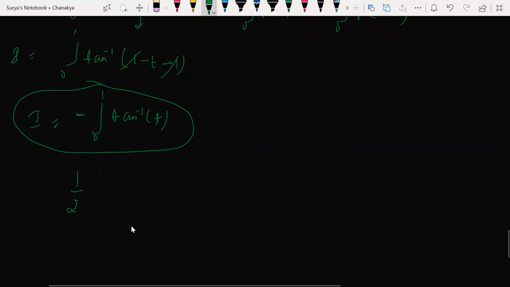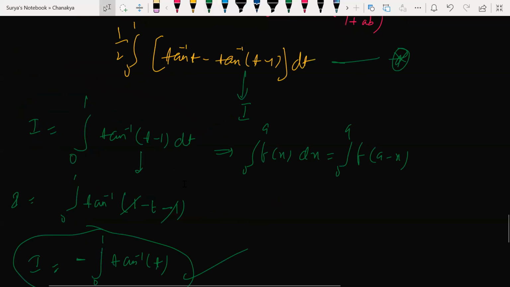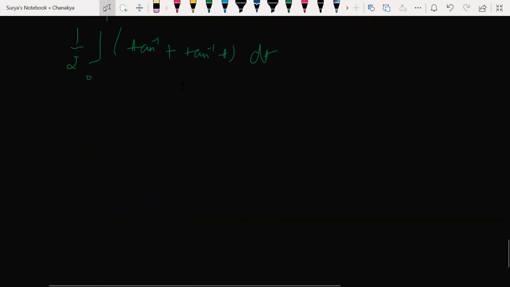So from that, 1 by 2 times of 0 to 1 tan inverse of minus, what is this? Minus into minus plus, right? So tan inverse of t dt. Guys, I value is minus. In terms of minus, we have I value. So here also I have minus in the star equation. So minus into minus plus. So that is how I wrote plus there.